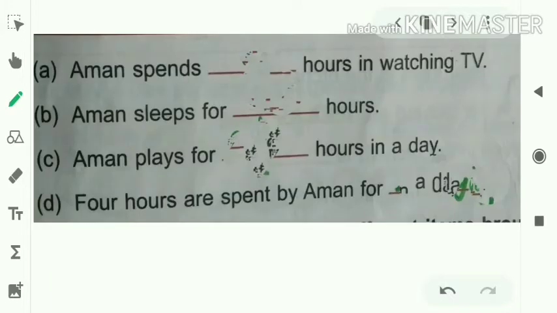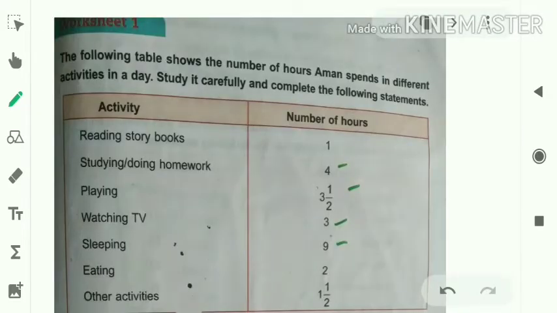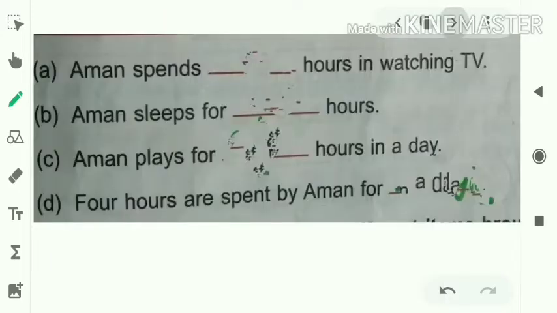Question number 1 is, Aman spent dash hours in watching TV. Now look here again at this chart. Where is watching TV? Watching TV is here. So Aman is spending 3 hours for watching TV. So we have to fill this box. We have to write here 3. 3 hours. Aman spends 3 hours in watching TV.